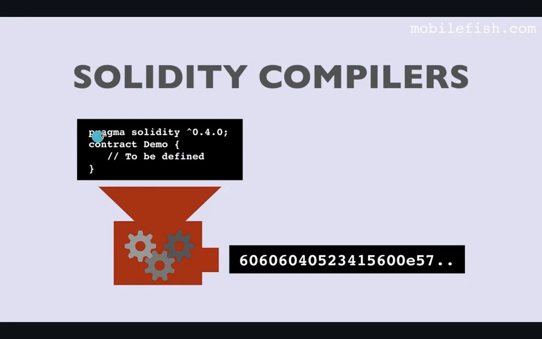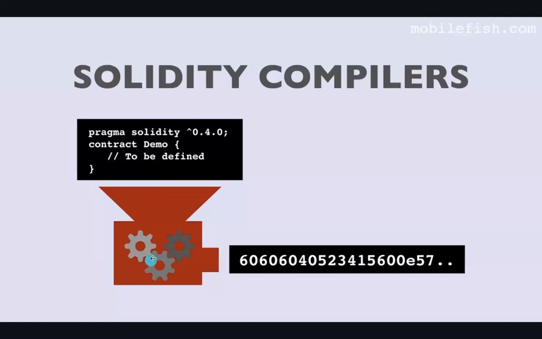This is your Pragma. This is your Solidity version 0.4.0. And this is your contract. Although it's an empty contract, no function has been written. So if you try to compile this, the computer is seeing it as this, right?